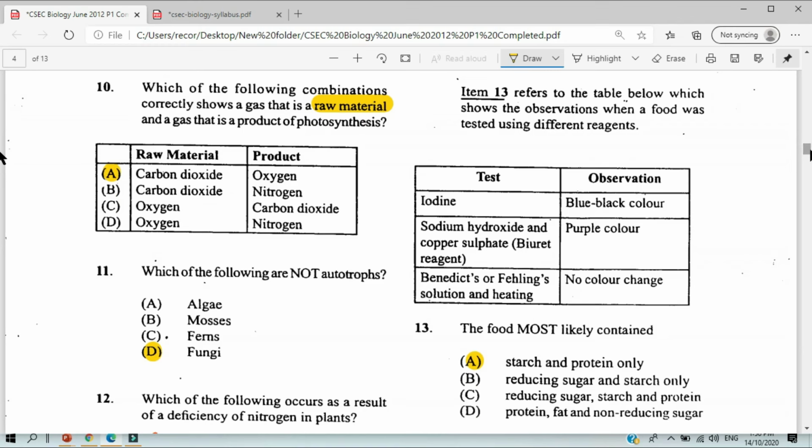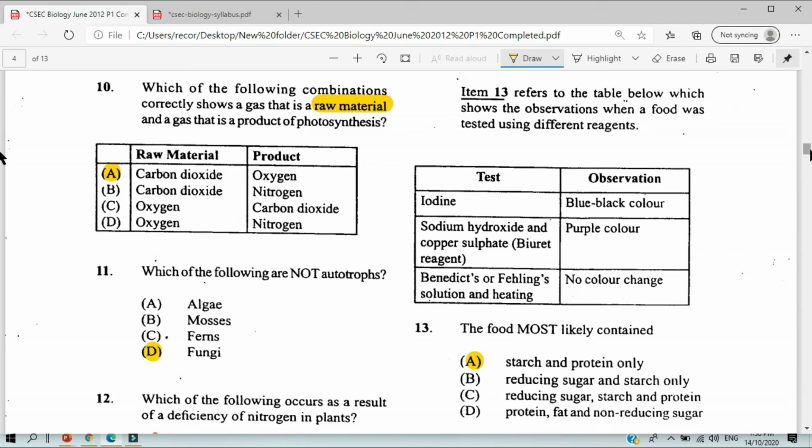Which of the following combinations correctly shows a gas that is a raw material and a gas that is a product of photosynthesis? Now, the raw materials for photosynthesis are always going to be water and carbon dioxide, and then the products are going to be glucose and oxygen. So for this particular question, we're going to be choosing the raw material to be carbon dioxide and the product to be oxygen.